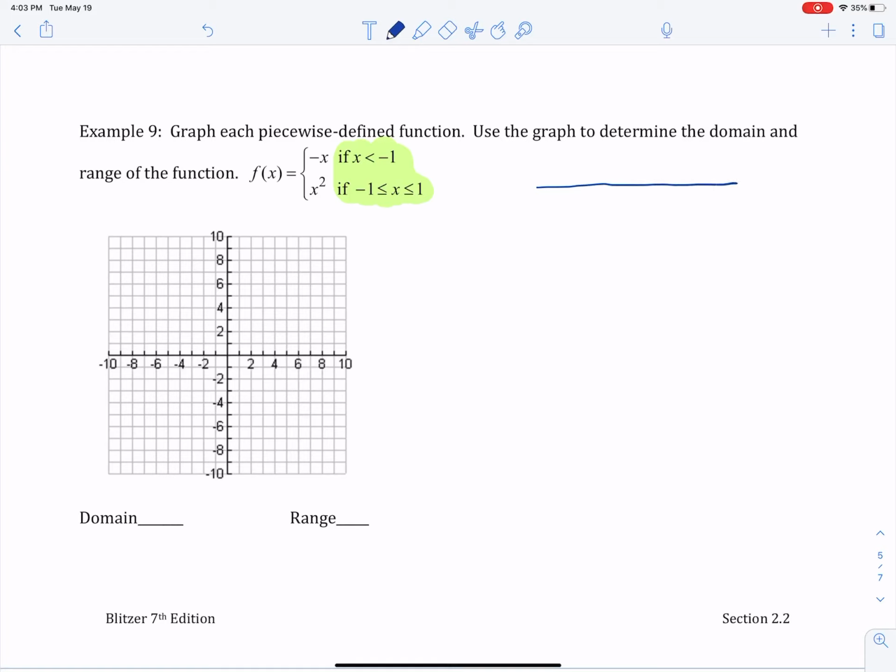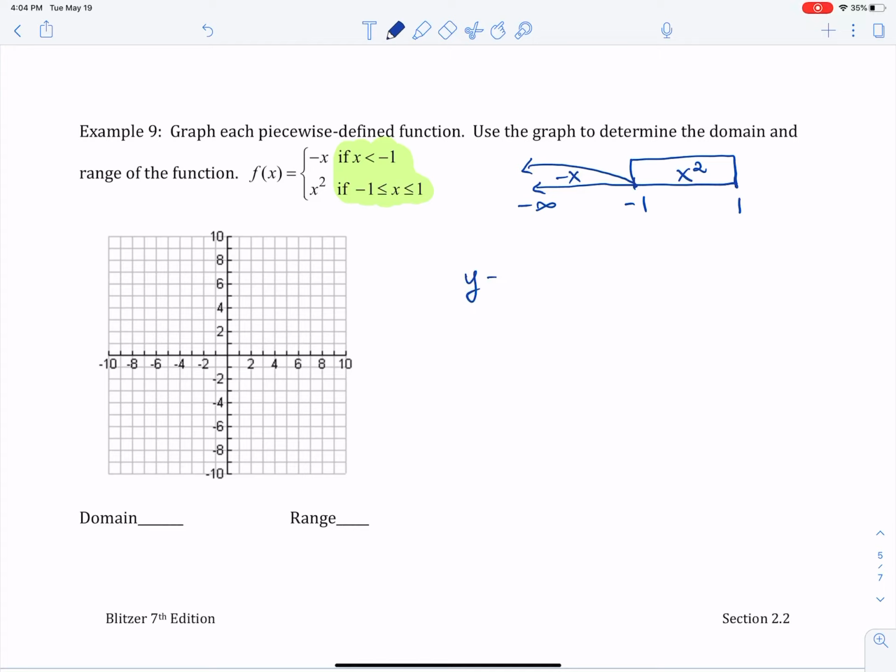So again, I'm looking at the domain of this function, and it looks like it starts from less than -1, so from negative infinity and goes up to -1, but there is between -1 and 1 another piece, and it stops there. And between -1 and 1 it is included, and that function is going to be x squared, and before -1 the graph is going to be negative x. So negative x. Okay.